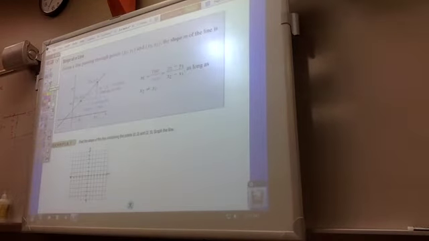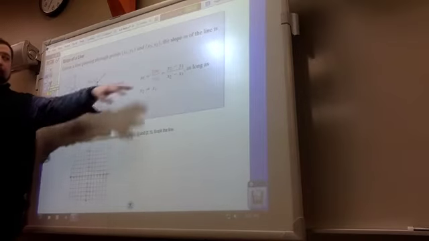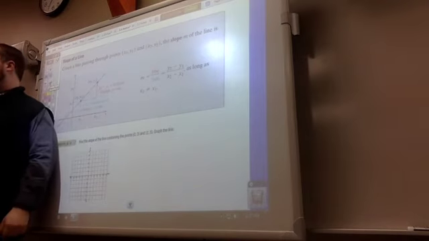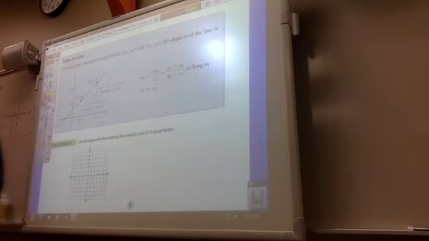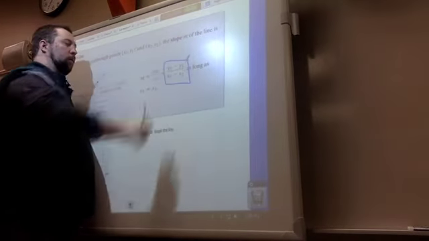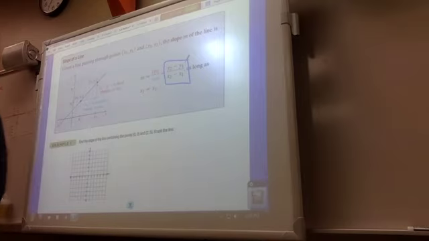Instead of saying vertical change over horizontal change, you might have heard it in class way back when as rise over run. Your slope is your rise, how far you go up, over your run. And the equation to find slope is right here: y2 minus y1, literally the difference between the y's, over x2 minus x1, the difference of your x's.